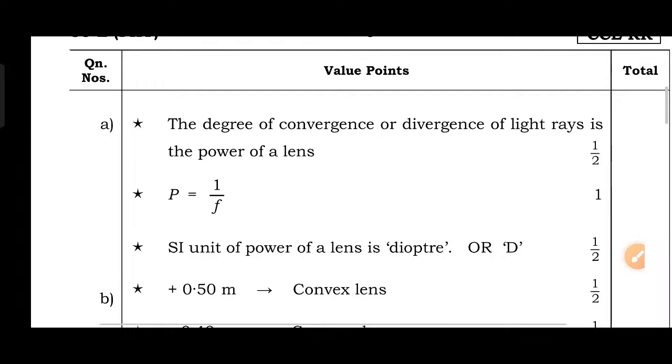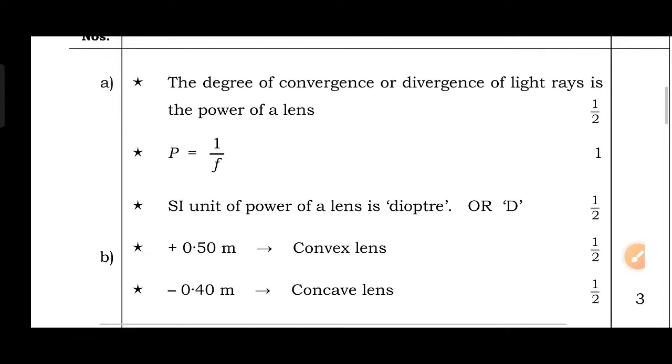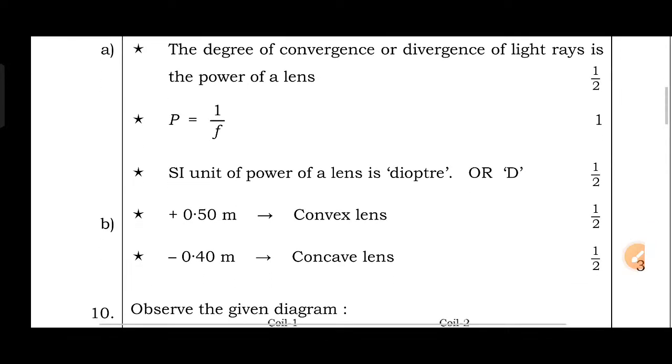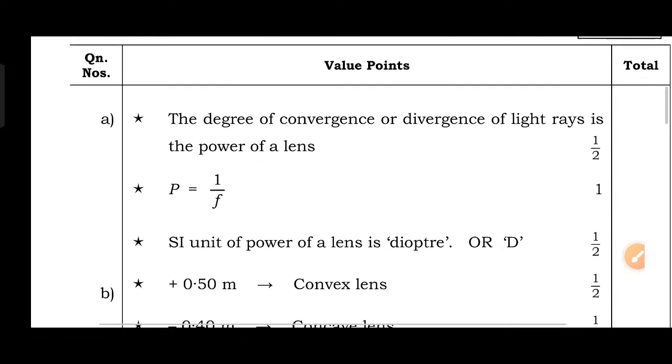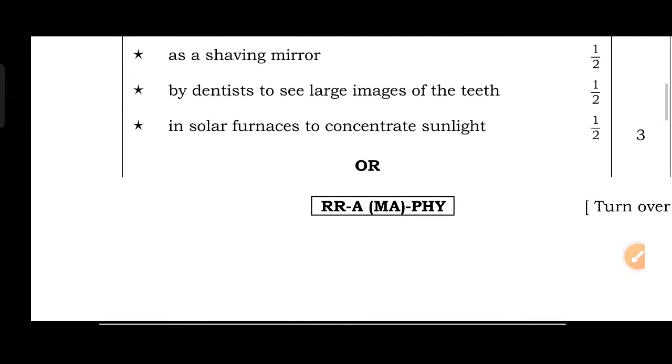The degree of convergence or divergence of light rays is the power of a lens. Its formula: power of a lens P is equal to 1 upon f. Then the SI unit of power of a lens is diopter or D. Okay. Then again they asked one question, B question is there.